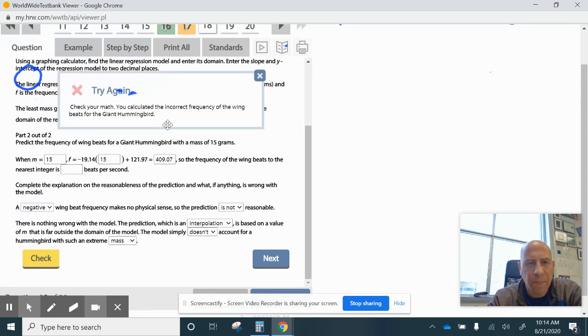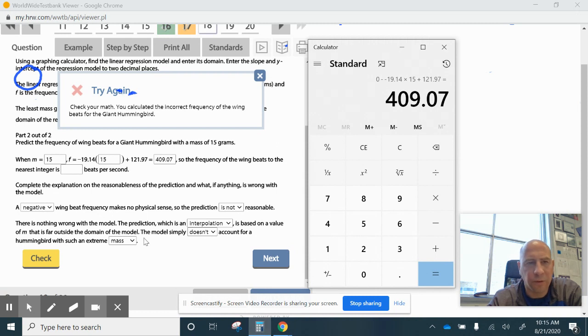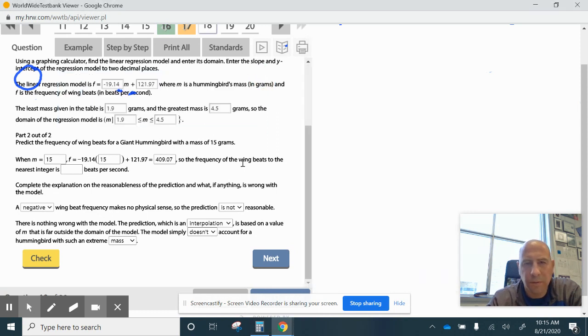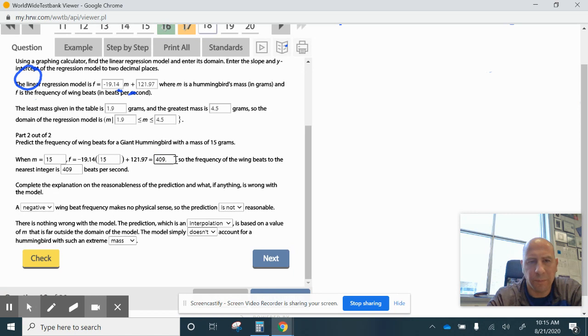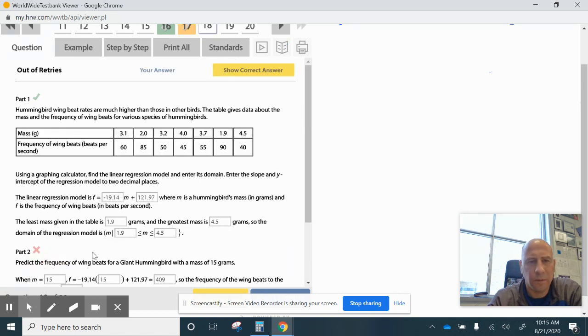Check your math. You calculated the incorrect frequency of the wing. Check my calculator. I disagree with that. I just think it's a number issue. Oh, I forgot to fill this in. 409. That's probably going to happen to y'all. We forget to fill something in. Check math to calculate the incorrect frequency of the wing. Let's see if they want 409. That's what they wanted.